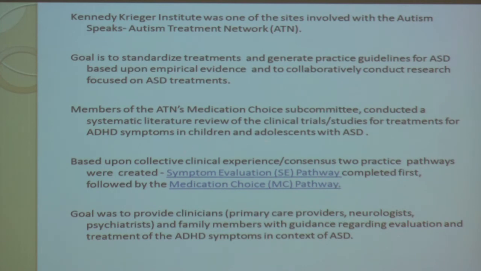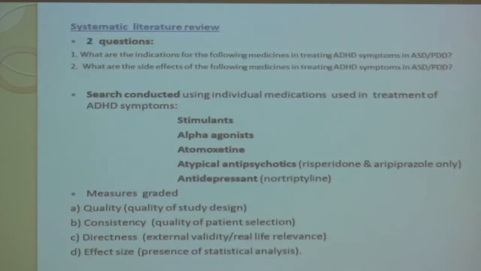We reviewed all the clinical trials and studies that were available for treatment of ADHD symptoms in children with autism spectrum disorder. And we came up with two practice pathways. The first one was the symptom evaluation pathway, and the second was the medication choice pathway. I'll quickly go through these.